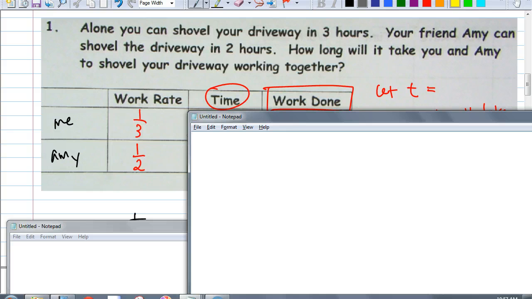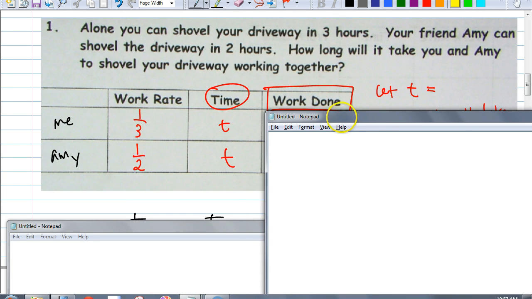Chansu, T for which one? For me? What about for Amy? T also, you're right. Because aren't we working together? Right? Isn't Amy and I working the same amount of time? Yes. So the time for both of us is the same.